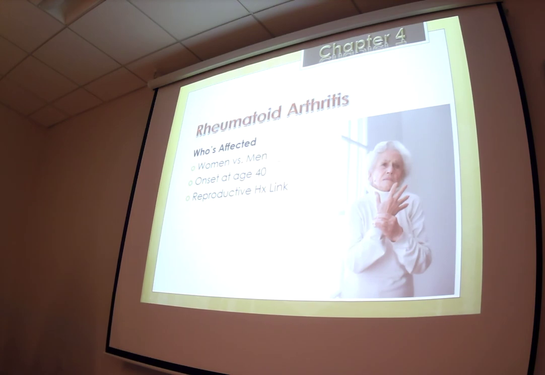So who's really affected? Women are more susceptible than men. Unknown as to why. They think it could be the difference in hormones between men and women, but it's really an unknown setting. Usually at about age 40 is when it has an onset, and there are some links to reproduction, where it can be passed on.